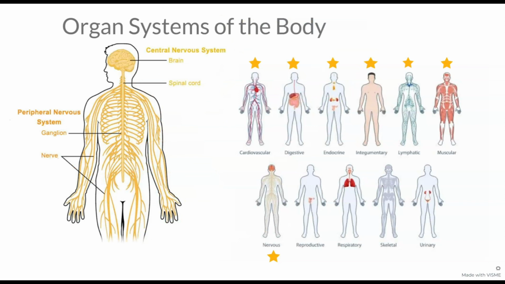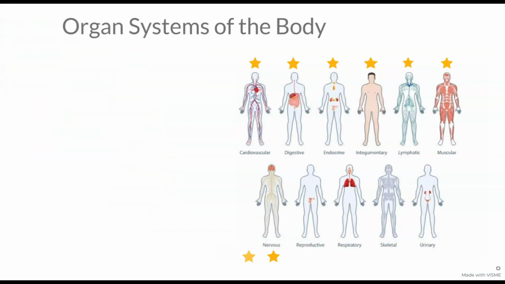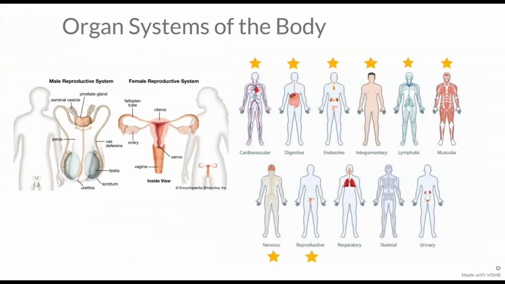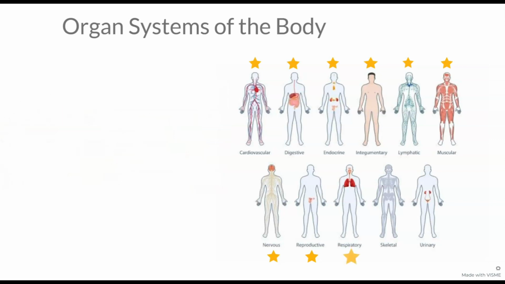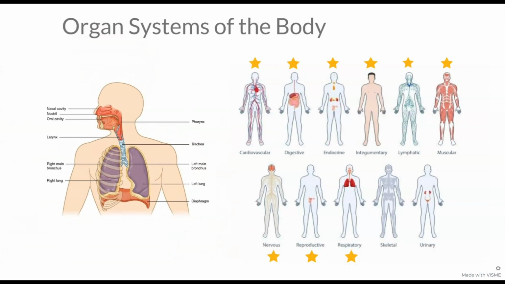The nervous system, of course made up of the brain, spinal cord, and peripheral nerves, etc., is our fast-acting control system. Our central nervous system picks up information and allows us to respond to that information. The reproductive system really has one overall function, and that is to produce offspring. The respiratory system's overall function is to keep the body supplied with oxygen and remove the waste product carbon dioxide.